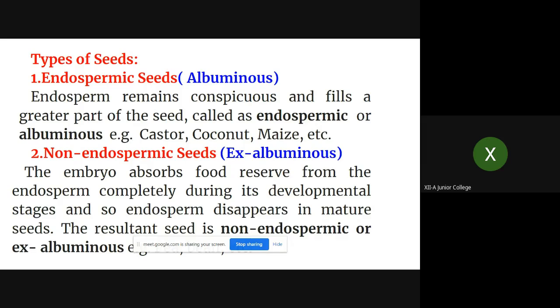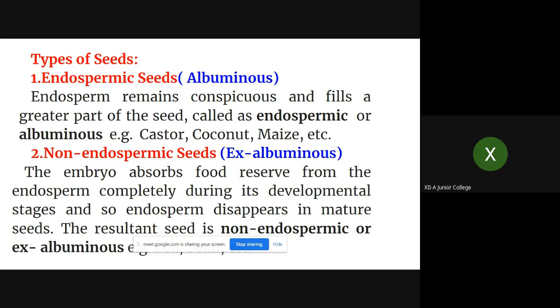So you remember, the examples are pea and all the leguminous plants, bean, pea, etc. All the leguminous plants you can remember, they are the non-endospermic seeds. Legume is what? Pod. And most of the monocot crops are endospermic. Beans, peas, etc. are examples of non-endospermic seeds.